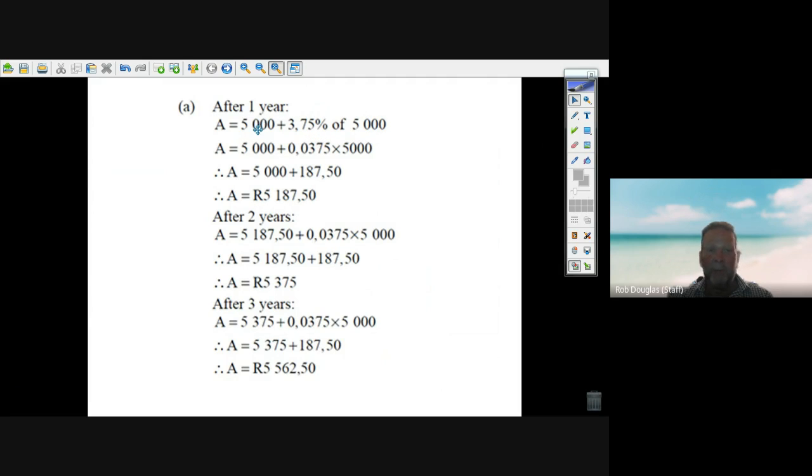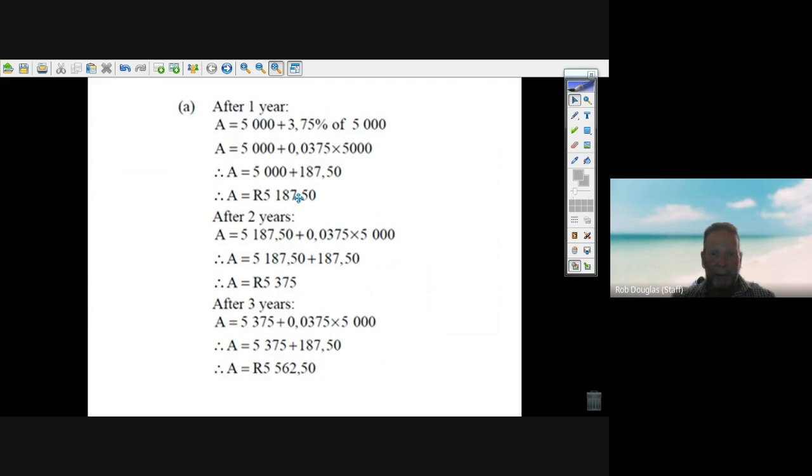You start off with 5,000, and after 1 year, you take 5,000 and multiply it by 3.75%. I think it's really nice to just move that decimal. I don't use percentages, I use decimals. It makes it a lot easier. Divide by 100, and you get 0.0375. Now, there's your first amount of interest you make in the first year of simple interest.